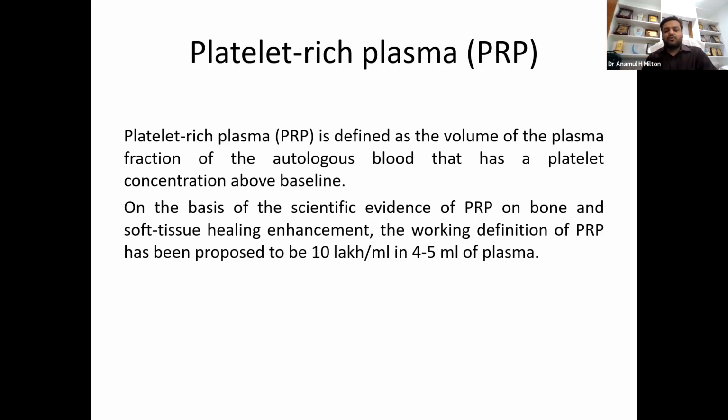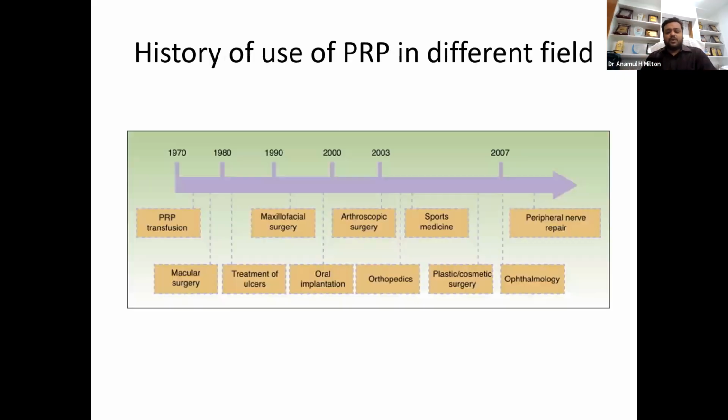So how much concentration do we need in the case of PRP? At least 4 to 5 times its baseline. And we need around 4 to 5 ml for treating any kind of pathology.